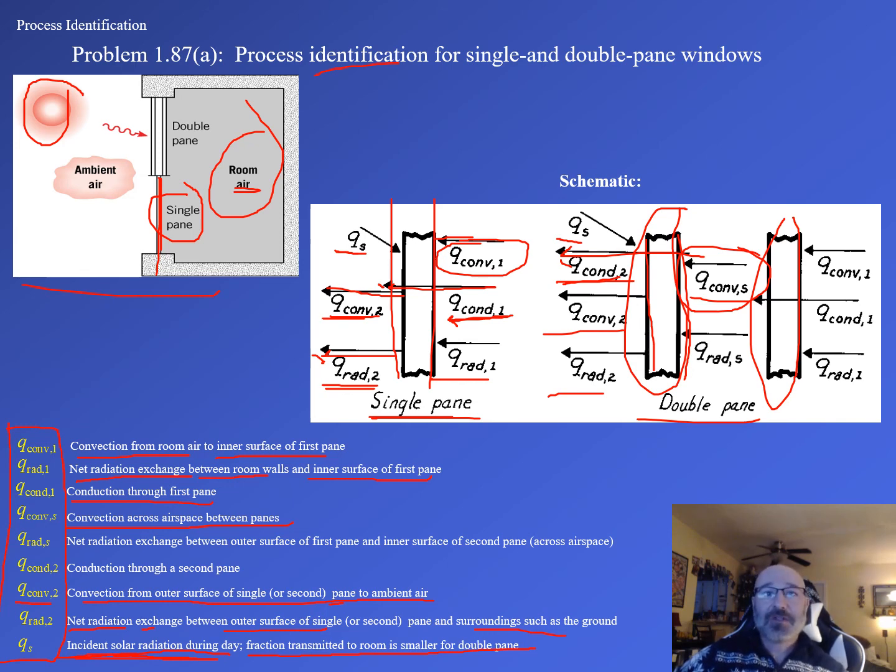And now we also have our Q radiation S term right down here, which is the net radiation exchange between the outer surface of the first pane and the inner surface of the second pane. So the outer surface of the first pane and the inner surface of the second pane right there.